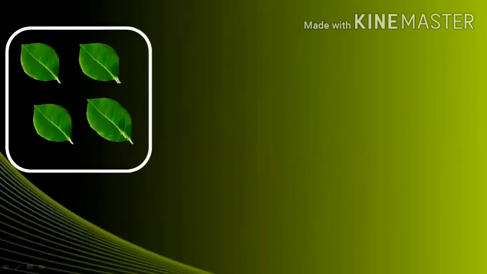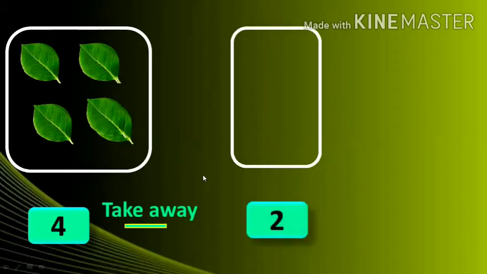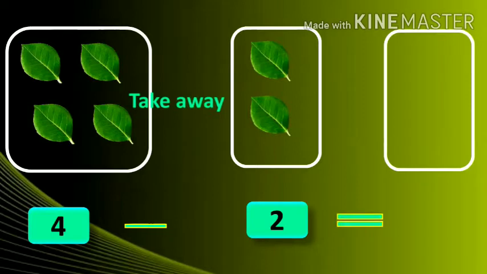Let us see one more example. Here we have, how many leaves we have here? 4. 1, 2, 3, 4. We have 4 leaves. From that, we have to take away 2 leaves. So, now let us take away 2 leaves from 4. So, how many left over there? 4 minus 2, we will get 2.